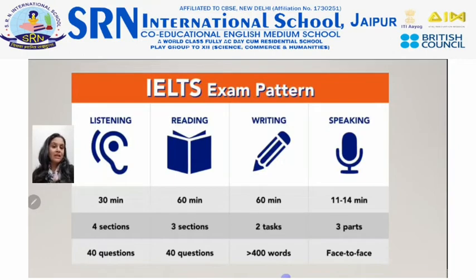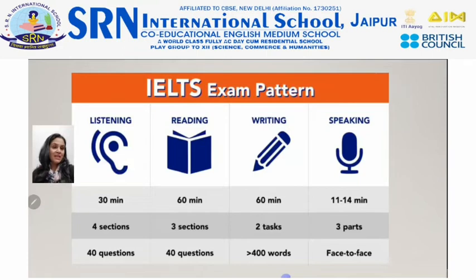Now your listening doesn't vary between the general and academic sections. In this case, you have 4 sections with 40 questions. The main difference lies between the reading section and the writing section. Now in this case, you have 3 sections with 40 questions. In the writing section, you have 2 tasks, which range from 100 to 250 words.